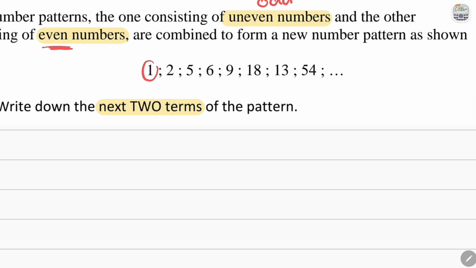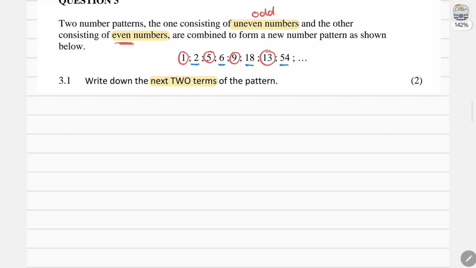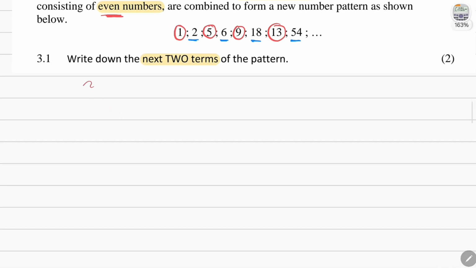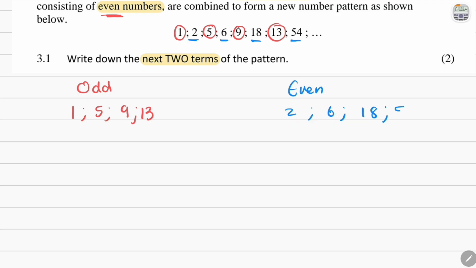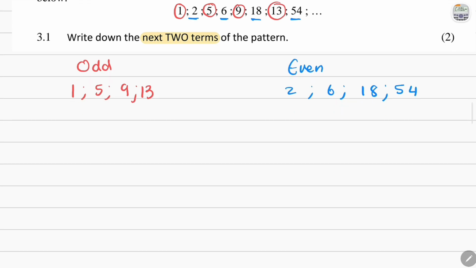Okay, as you can see, this is odd, odd, odd, odd, and then these are the even ones. So even, even, and even. Okay, so find the next two terms of the pattern. So you're just going to view them as two different patterns, and I'm just going to put them down already because we'll probably just need them for the next questions. So we know that our odd pattern is 1, 5, 9, 13, and then the even one, let me put that in blue, is 2, 6, 18, and 54. And we'll just figure out what they're doing there.